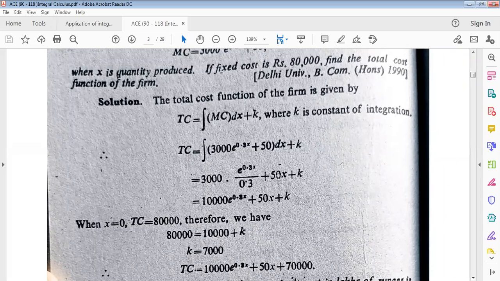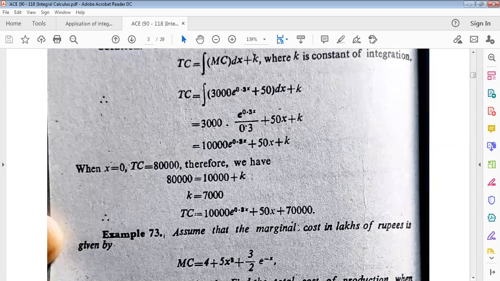Now plus 50: the integration of 50 is 50x. After integration we have to introduce a constant, understand? Now 300 divided by 0.3 equals 1,000. If we divide this, you get 1,000 e to the power 0.3x plus 50x plus k.